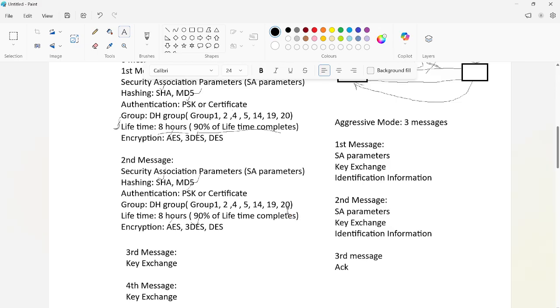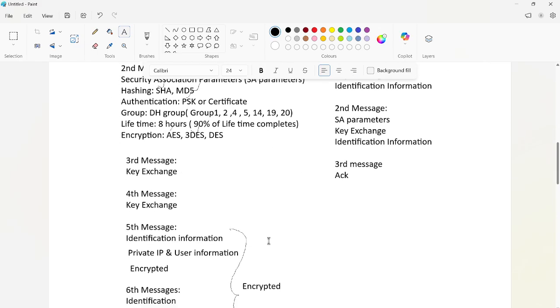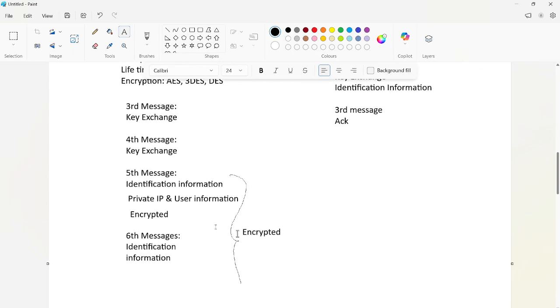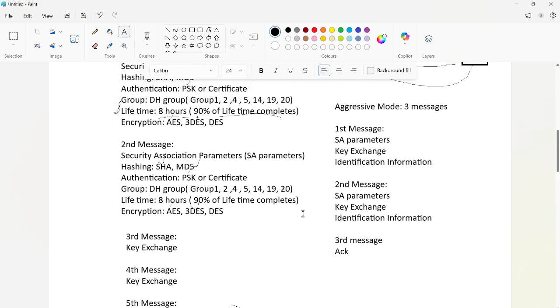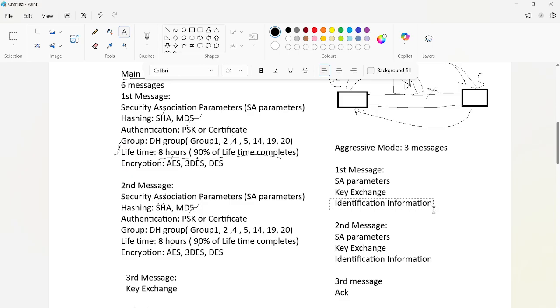I think we have discussed this in CCNA IPsec as well. So we are going with main mode because the fifth and sixth messages are encrypted. Here we are sharing our identification information, right? The identification information that we share contains private information, which is encrypted here. But when I go with aggressive mode, this identification will be shared in plain text. If anyone on the internet is able to capture your data, they are going to get your private information. That's the reason we are going with main mode.